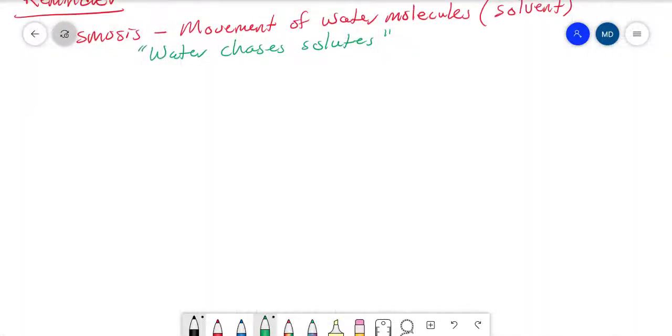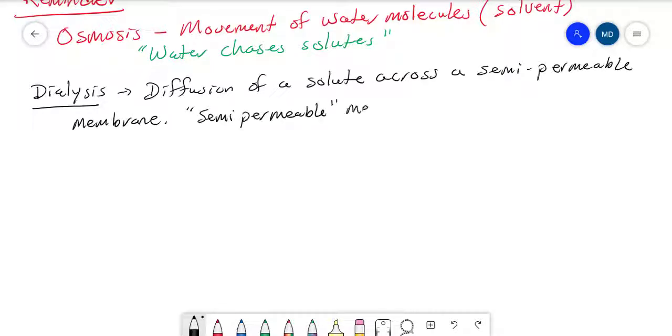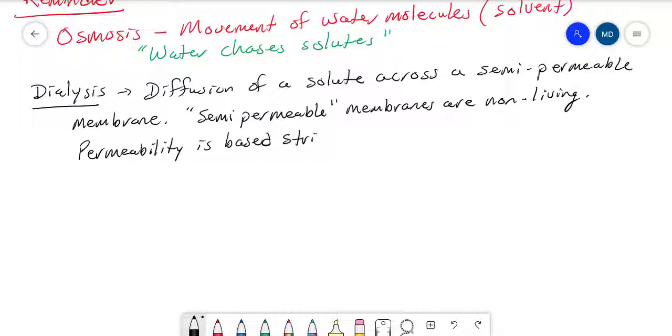Some other terms that you should know include dialysis, and dialysis is a little more complex. It's the diffusion of a solute across a semipermeable membrane. Now, you should understand that a semipermeable membrane is a non-living membrane. Its permeability is based strictly on pore size, and there are no active or passive transporters. Molecules smaller than the pore size will penetrate through the membrane, and ones that are larger will be blocked.